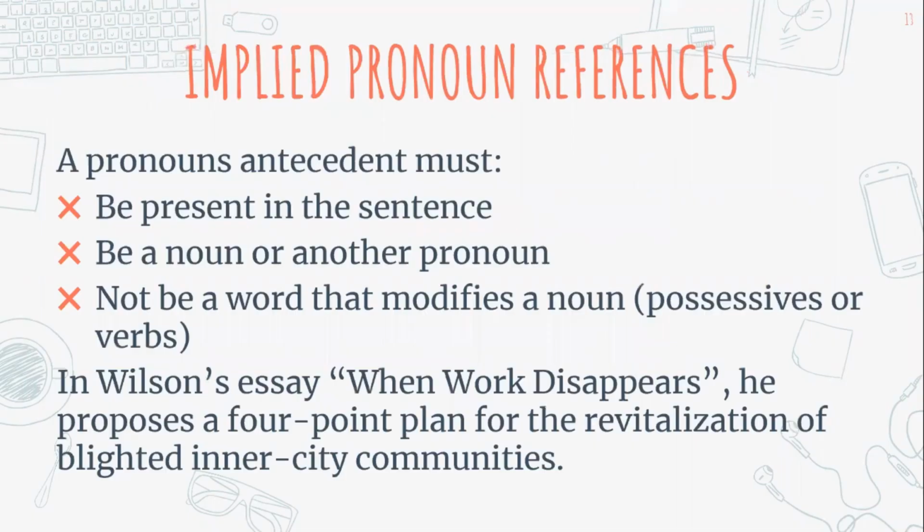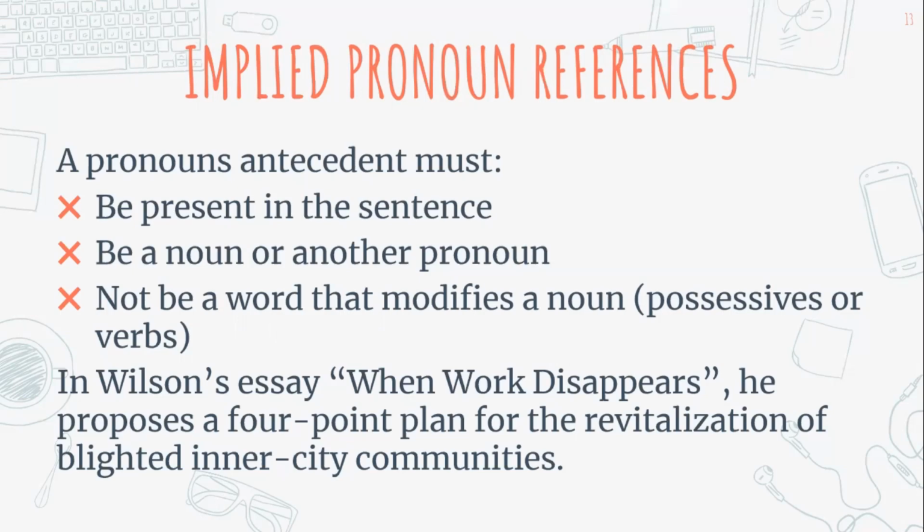So let's talk about implied pronoun references. A pronoun's antecedent must be present in the sentence, be a noun or another pronoun, and not be a word that modifies a noun, such as a possessive or verb. So in this sentence, we see that one or more of the requirements of a pronoun antecedent is not being met. Oh, it's supposed to be apostrophe s for possessives right there.